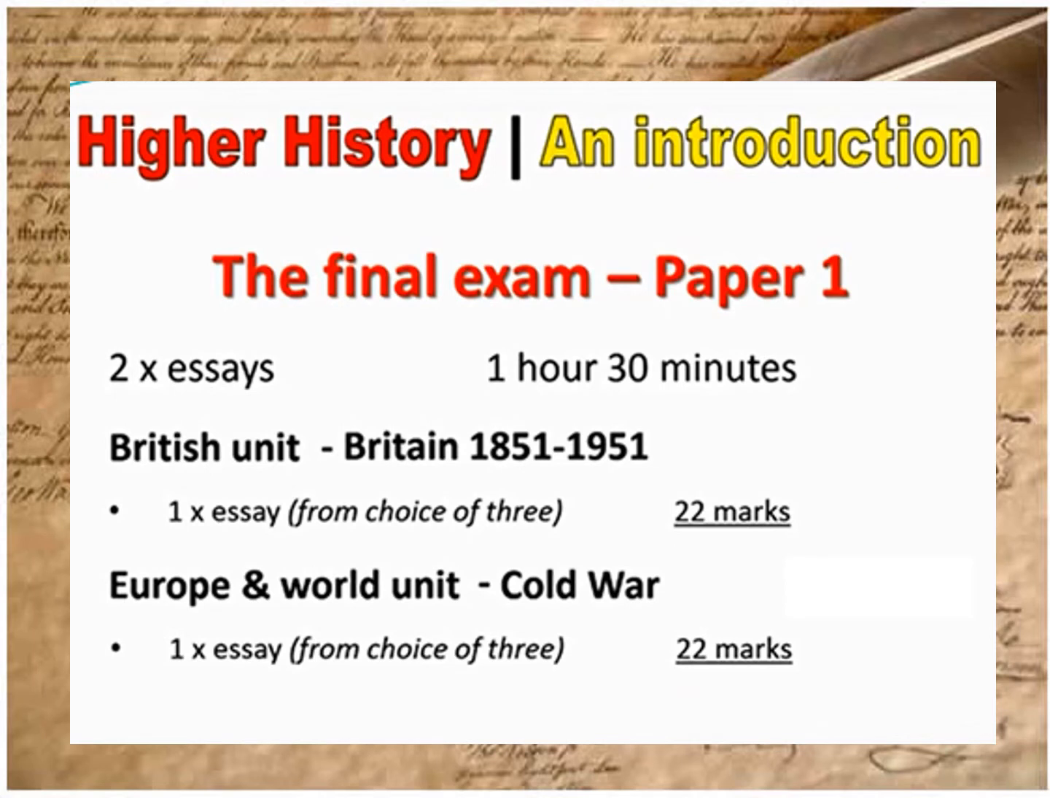Now, the final exam, Paper 1. So this is where you will write 2 essays. You'll have 1 hour 30 minutes to write these 2 essays. Now, these essays come from 2 of our units which we will cover. The first one being the British unit, which is Britain 1851 to 1951. You need to write 1 essay on the British unit and you'll have a choice of 3 to choose from. You'll then have the European and World unit, which we will look at in terms of the Cold War. And again, you'll need to write 1 essay for this and you'll have a choice of 3 to choose from.